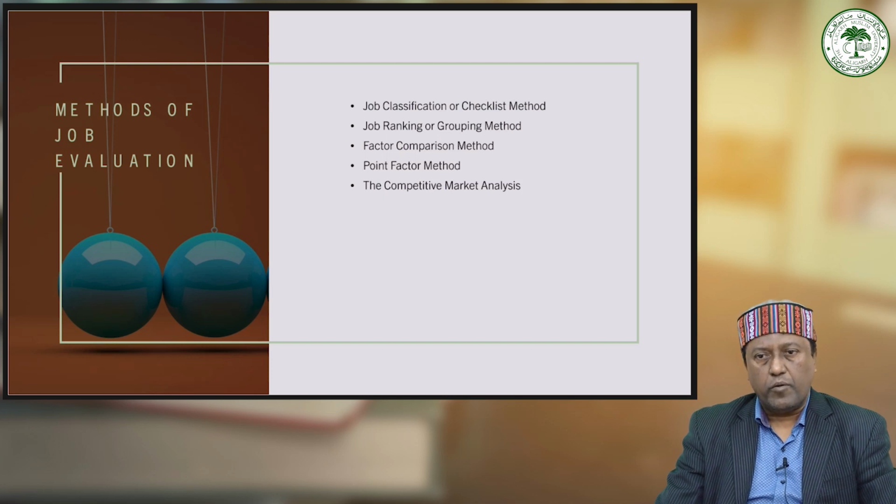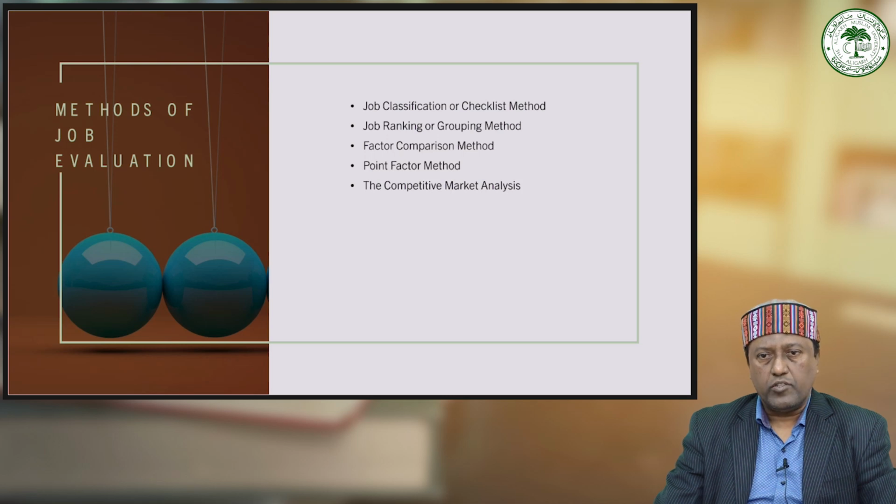The classification of jobs may also take into account the qualifications, experience, and skills required for each position. A Class 1 position may require advanced degrees, specialized skills, and extensive experience, while a Class 4 position may have lower educational and experience requirements. Next, subjectivity and lack of scientific basis.